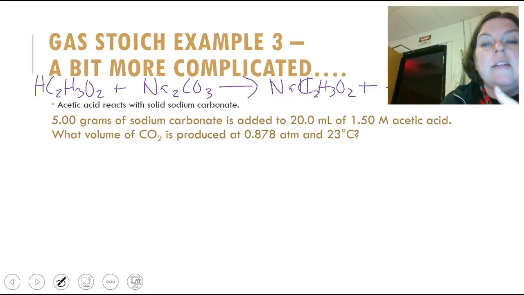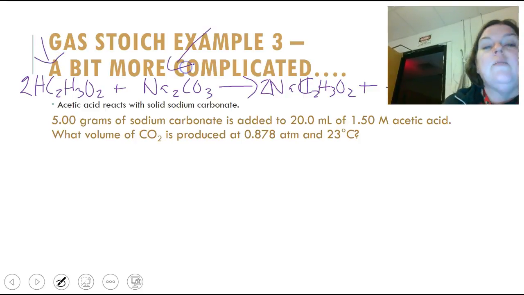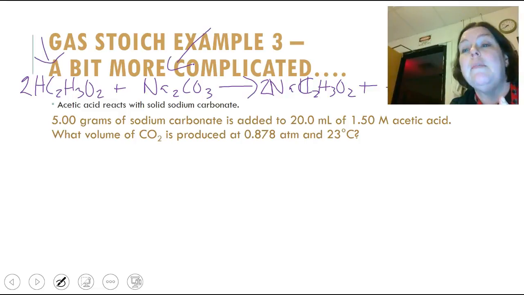We see we have 2 Nas, so I'm going to have to put a 2 here. Now I need 2 acetate, so I'm going to have to put a 2 here. I've got 2 hydrogens. I've got 1 CO3. I've got 1 C and 3 O's, so I'm good there. I'm now balanced. But you see, I have information about both of my reactants, which means I'm going to have to find which one is limiting.